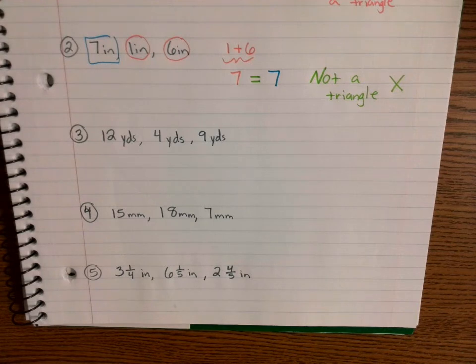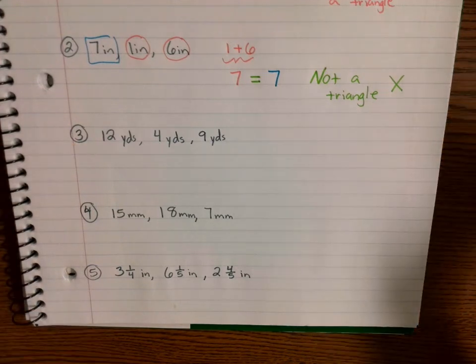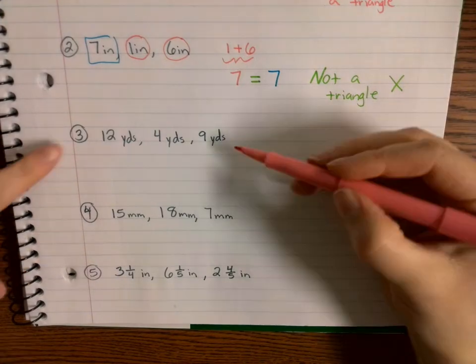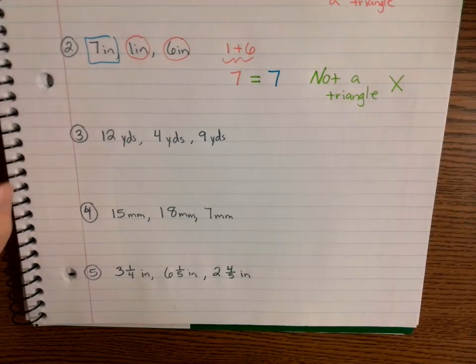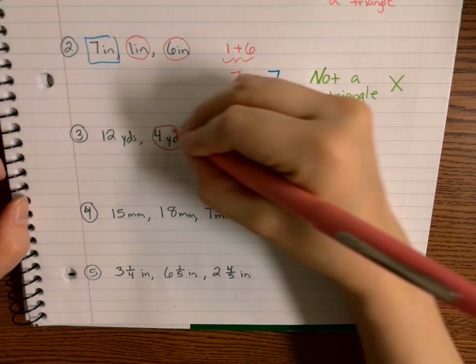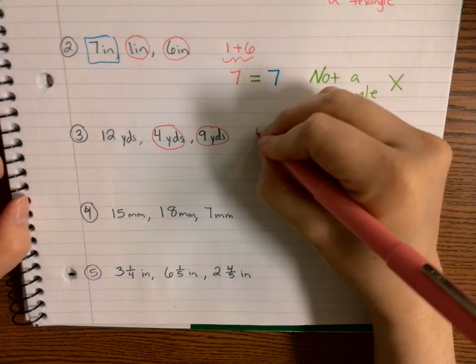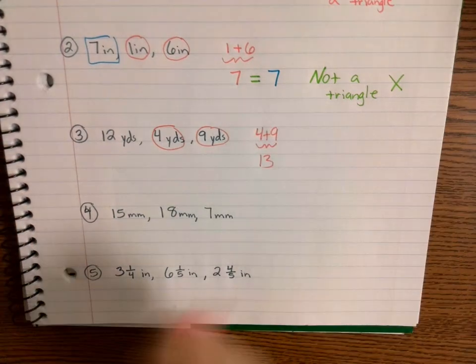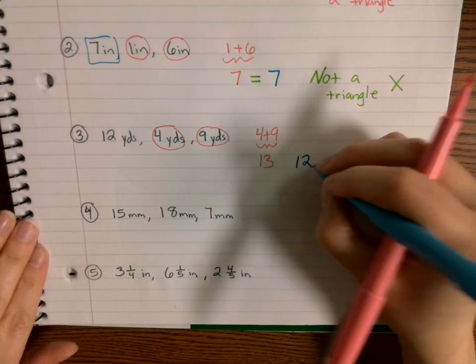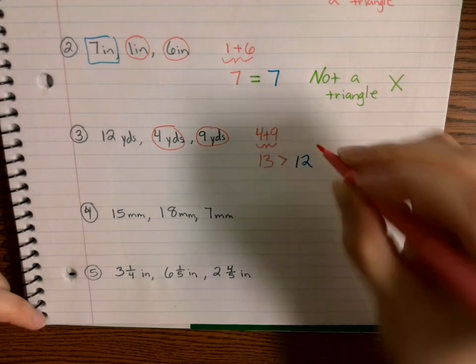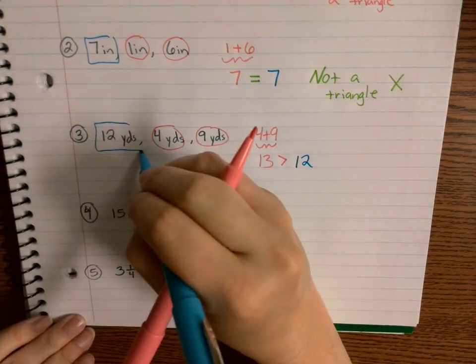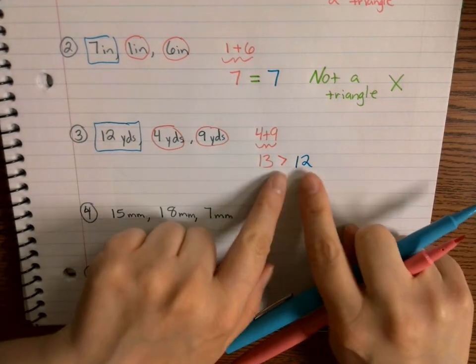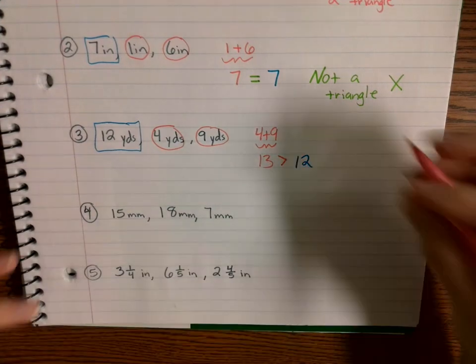All right, let's take a look at problem number 3. What are my two smallest sides for problem 3? 4 and 9. Okay, 4 and 9. And Jalel, what is 4 plus 9 going to give me? 13. Is 13 greater than 12? Yes, 13 is greater than 12. 12 is my largest side. The sum of the two smallest is greater than that largest. So this is a triangle.